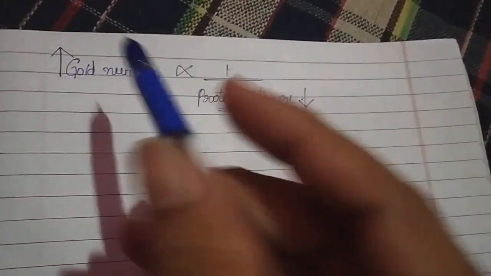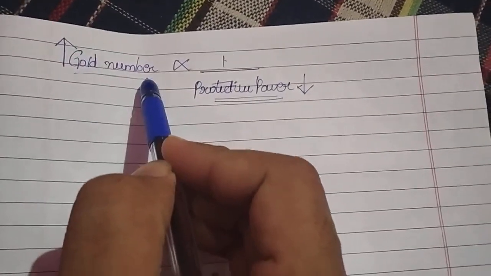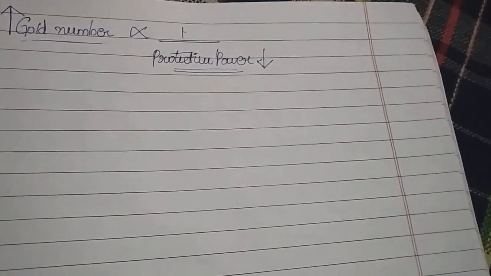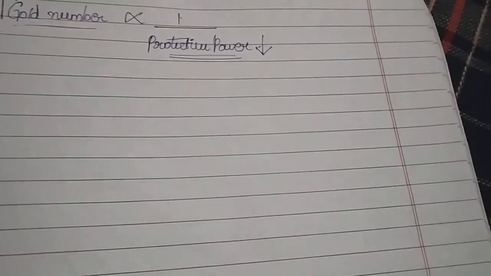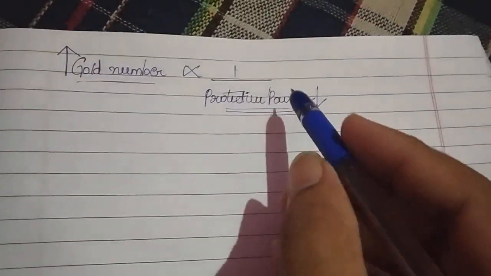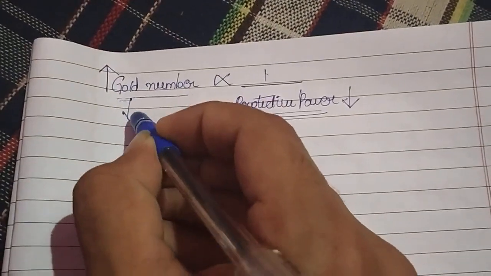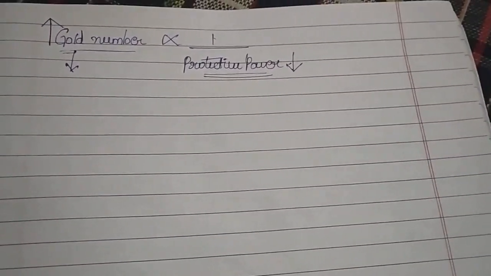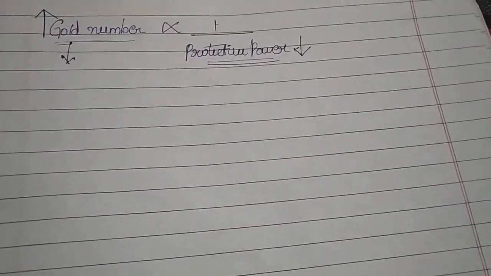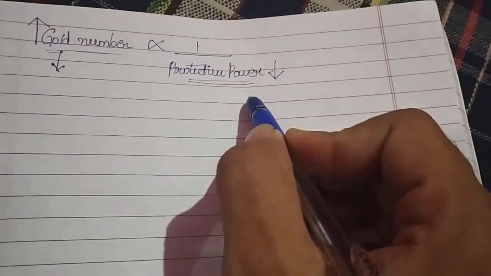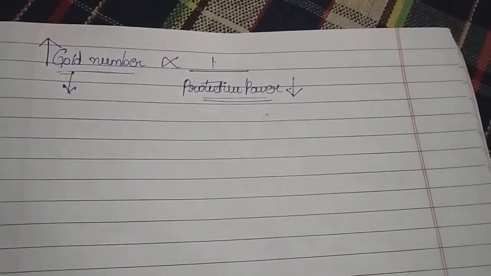Is that okay? So a very high gold number means that the lyophilic colloid has very little tendency to protect the lyophobic colloid. But if it has a very low gold number, as in the case of gelatin, that lyophilic colloid has a greater tendency to protect the lyophobic colloid. The major example is gelatin.